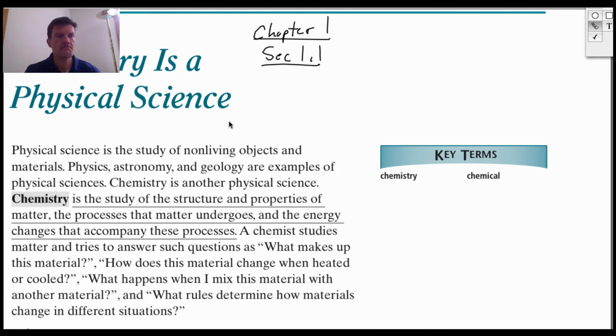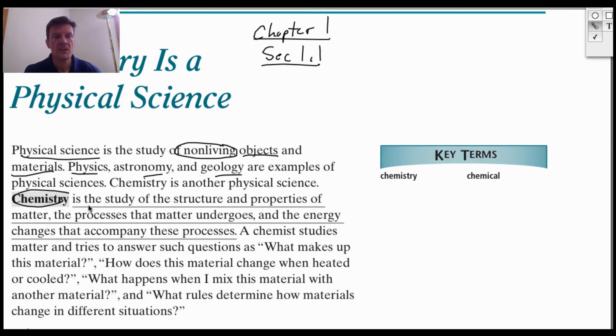Chemistry is called a physical science, meaning it's a study of objects and materials, but specifically non-living objects and materials. In biology, you're studying life, but in chemistry, we're looking at non-living objects. Physics, astronomy, and geology are other physical sciences.